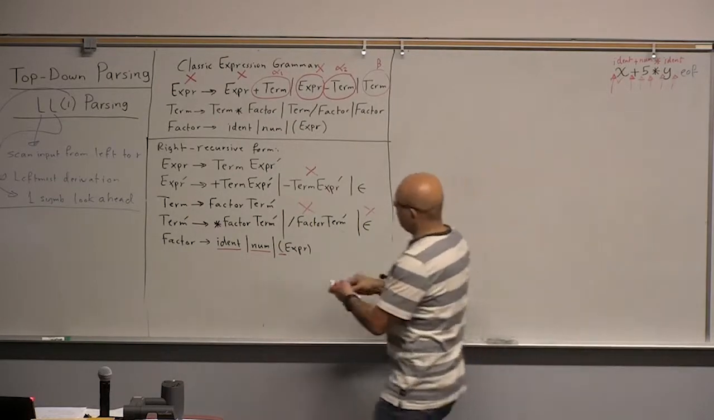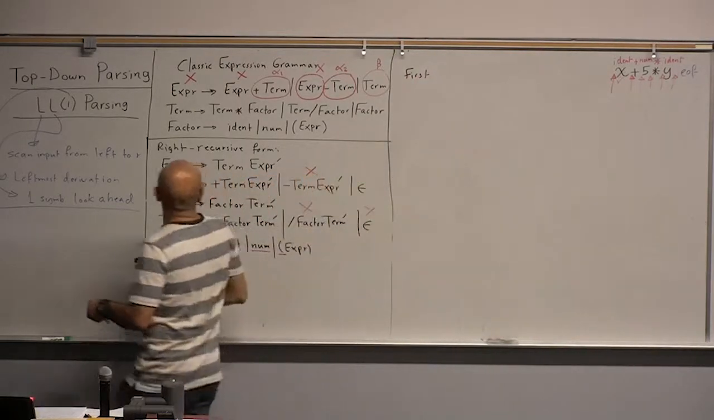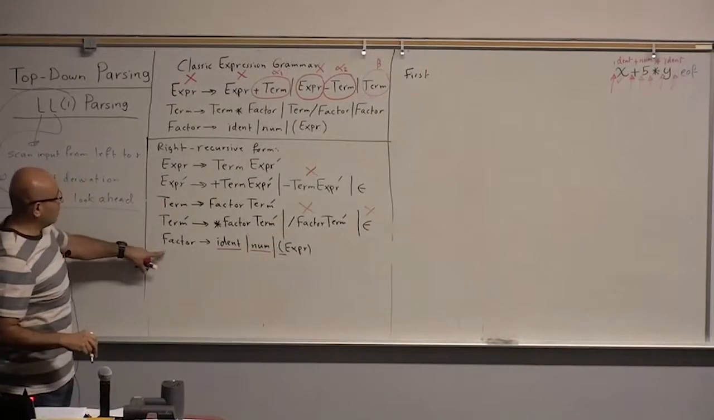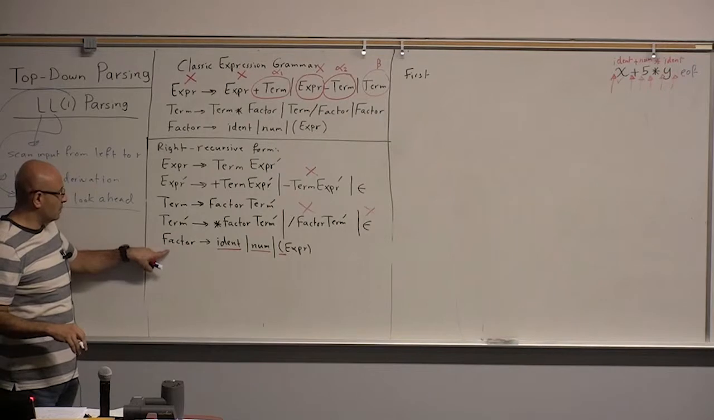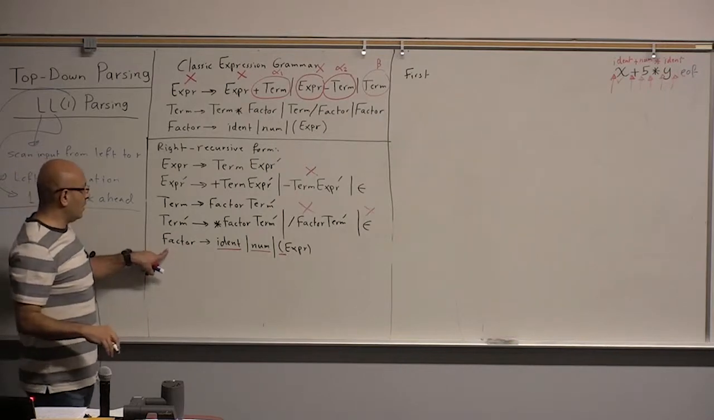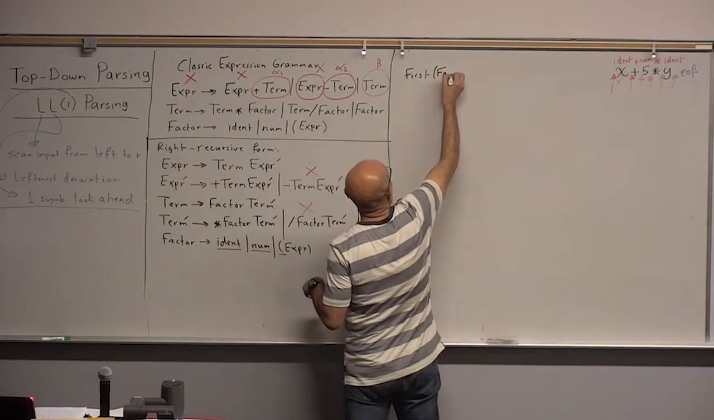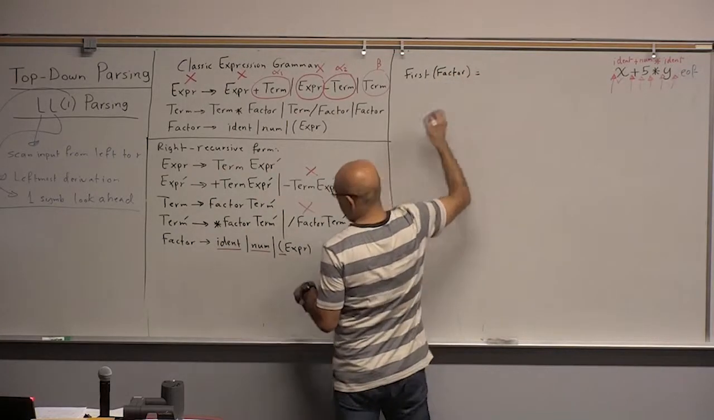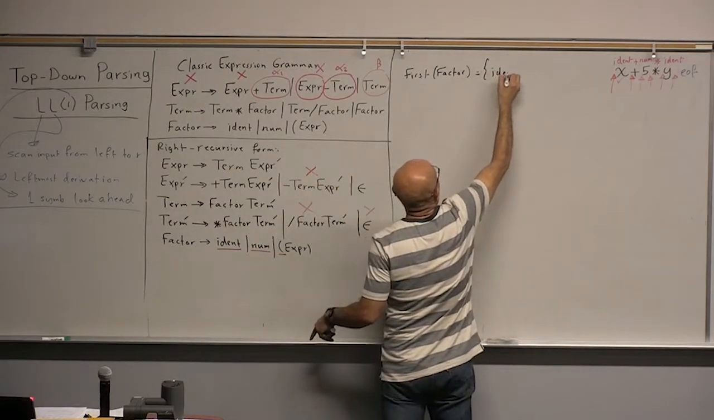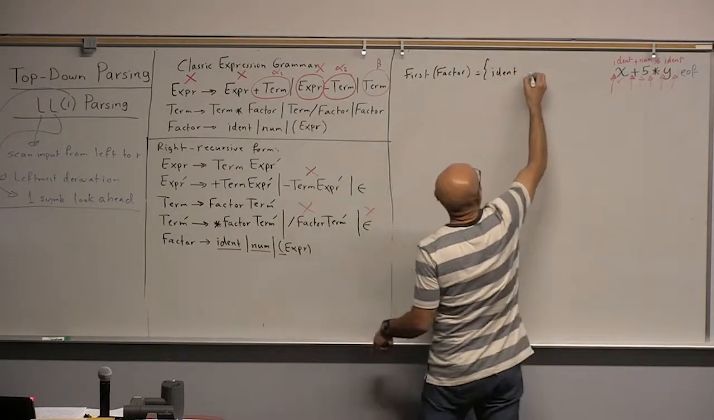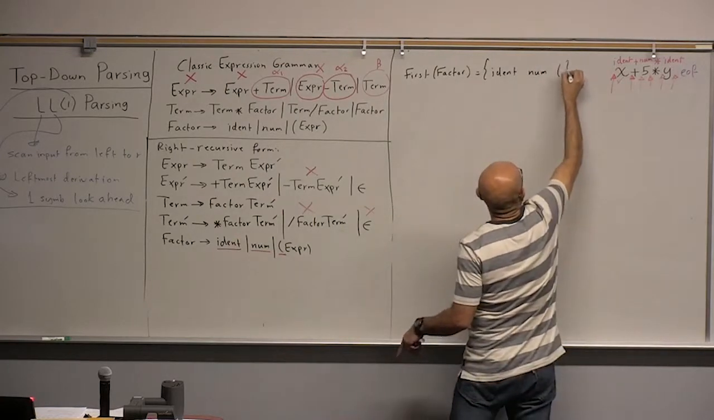Okay, so for the first set, it will be easier to start with the lower level. In computing the first, it will be easier to start with the lower level non-terminals or variables. So first of factor is what? Identifier or number or open parens.